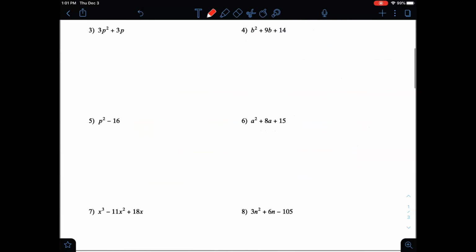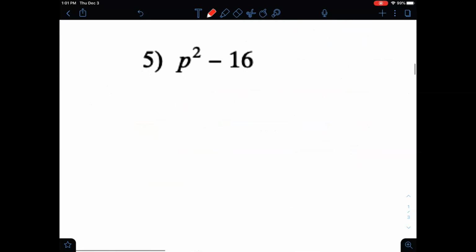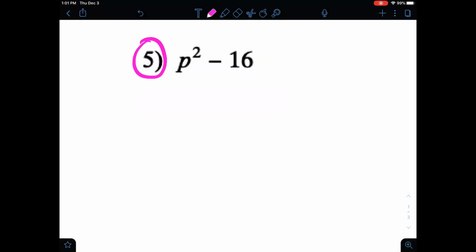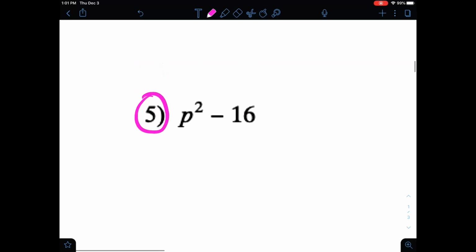This is kind of our review a little bit. So first things first, number 5 we're going to do next. Is there a GCF we can pull out of either of these terms right here? No, this is a 1p squared, and this one does not have a p, so we can't pull out a number or a constant for a GCF. How many terms do we have here? Hopefully you said we have 2 terms.